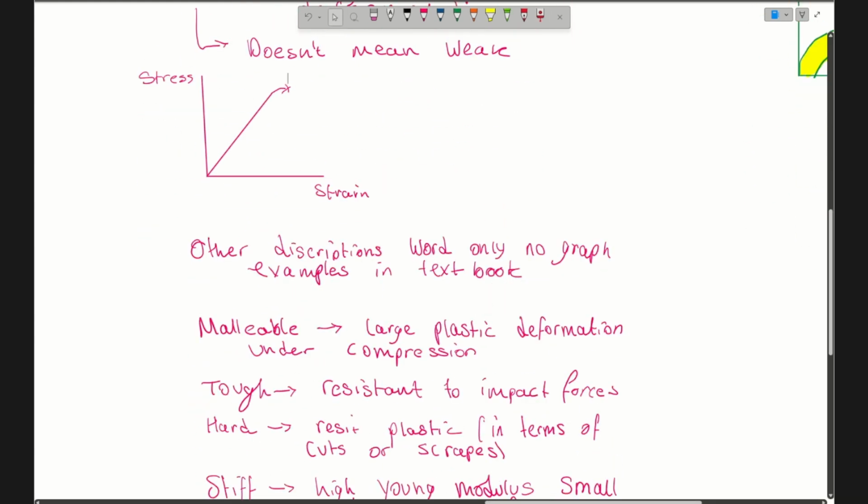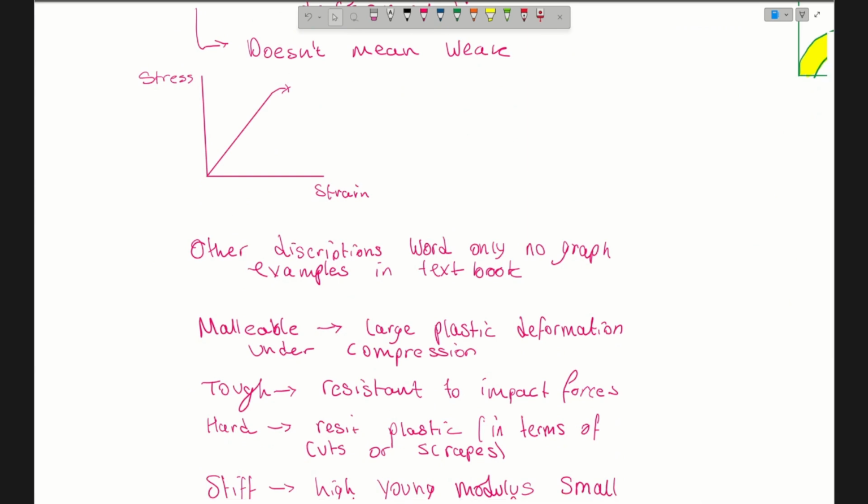Other descriptions, I don't have a graph for. A key part here, though, is in the textbook and in most examples you can find online, we aren't actually given any graphs for these descriptions. We are just given the word-based descriptions. I'm not sure, however, if this means we can get asked to draw these graphs or interpret these graphs of any of these materials in exams. I don't know.